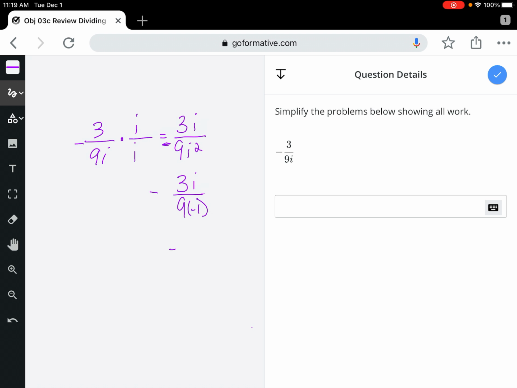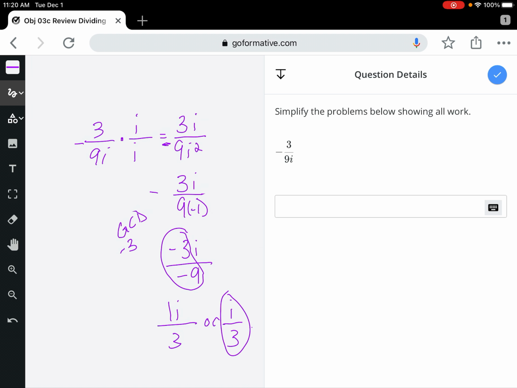When I rewrite this, I'm actually going to put the negative with the 3, so this is going to be negative 3i over negative 9. The greatest common factor, or the GCD, of 3 and 9 is going to be negative 3. And so I know this is just going to be i, or 1i, and this is going to be 3. So it's either 1i over 3, or you can have i over 3. Either of those are fine.